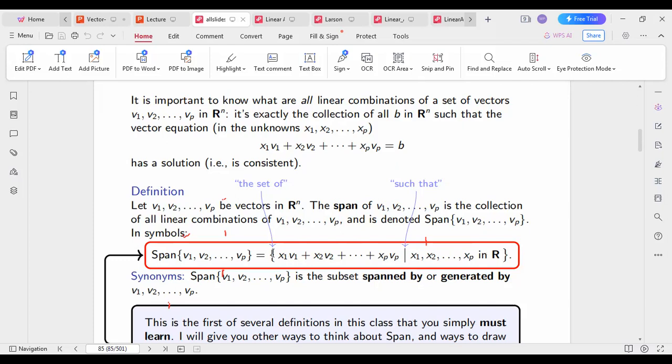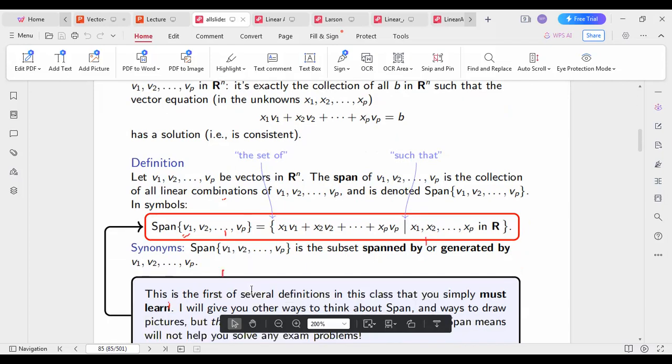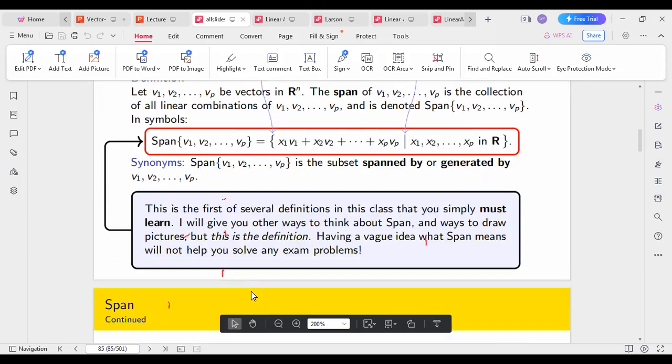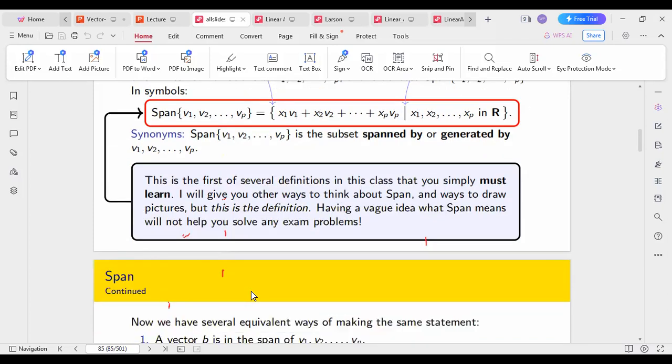So this is the set, and this is the such that. So the span of these vectors is the subset generated by the vectors b1, b2, up to bp. This is the first of several definitions in this class that we must learn.